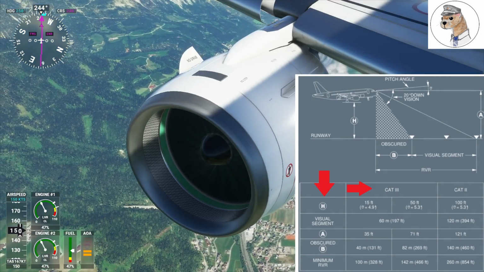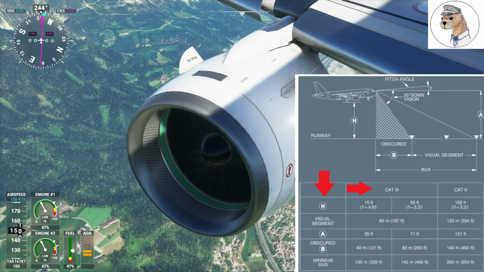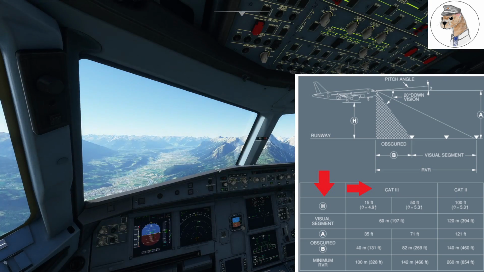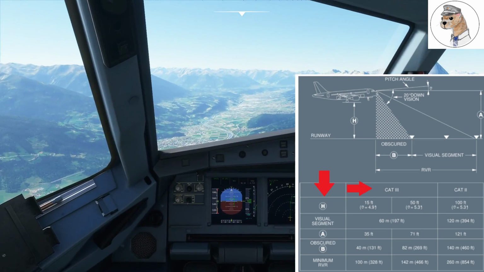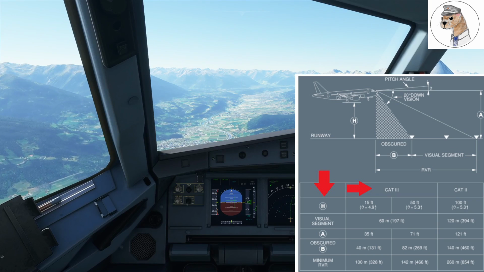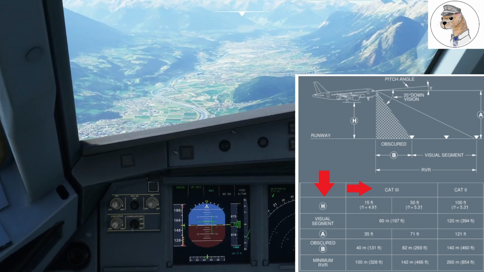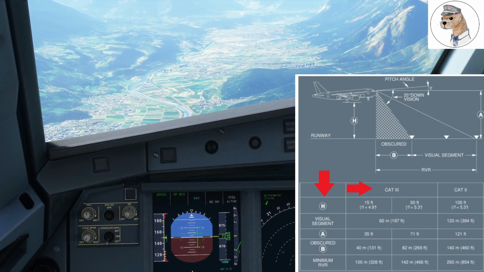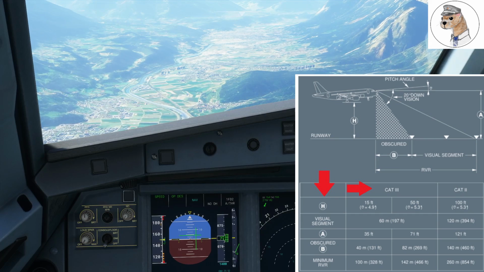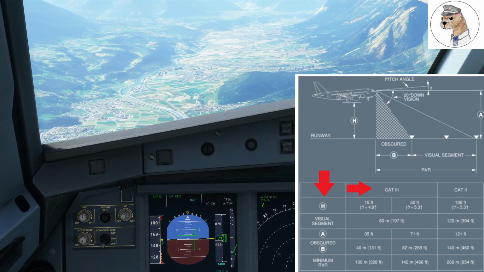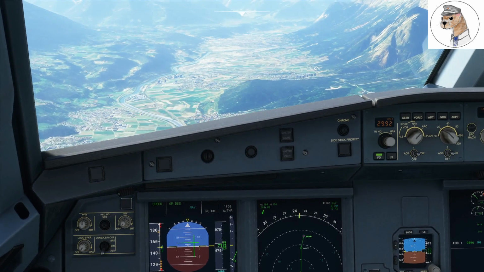Following from this, we have the visual segment diagrams. Essentially, this shows that as you look out of the aircraft, as you look down, you're always going to be able to meet the requirements for a Cat 2 or a Cat 3A landing in terms of the amount of the runway you need to be able to see, in terms of landing lights, where they should appear.